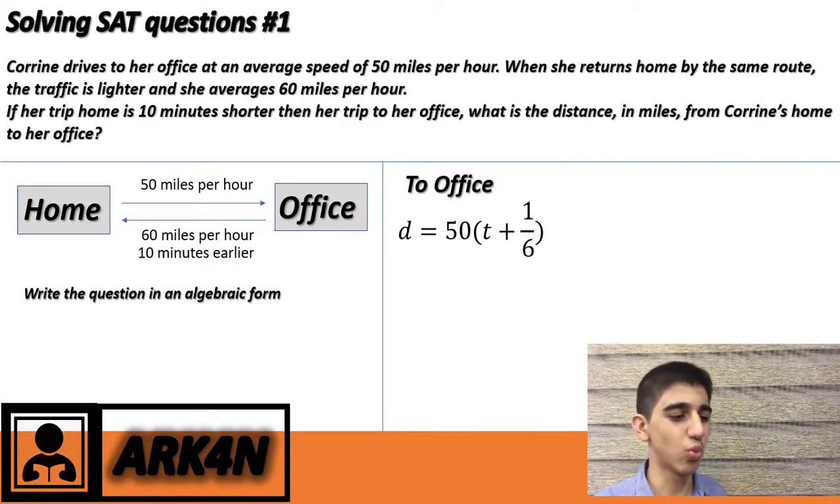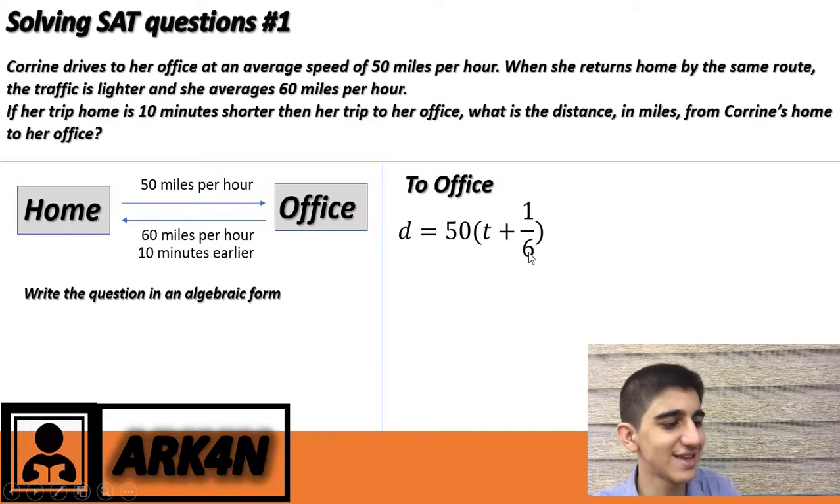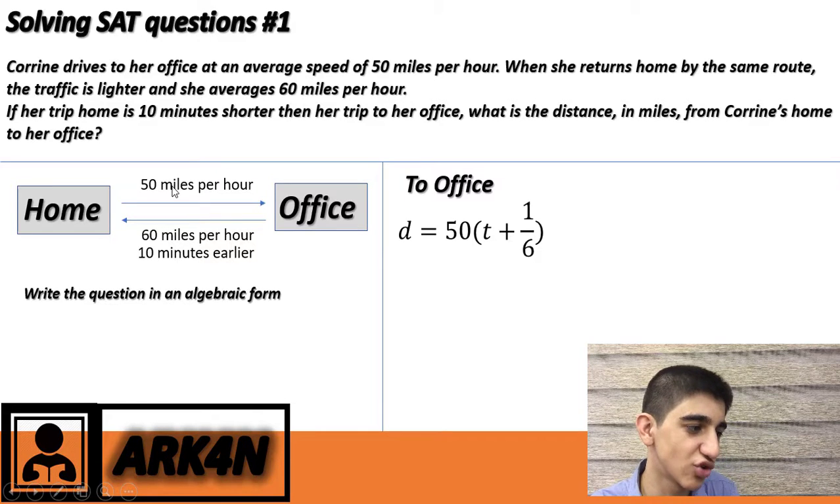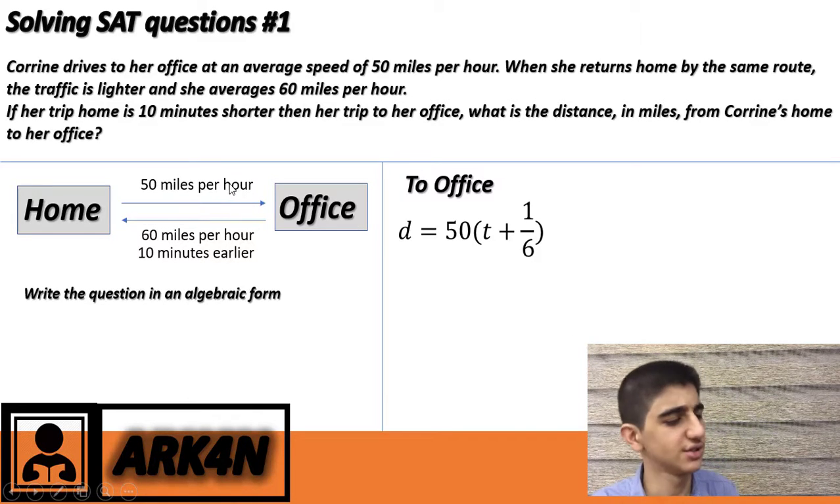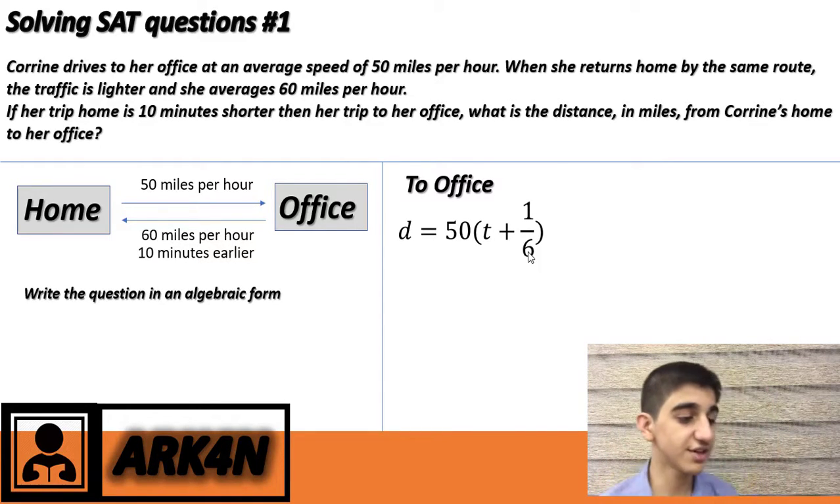And you may ask, okay, why then 1/6, not the 10? Because we are writing this in hours, not in minutes. We could say 10 minutes, but we have the 50 miles per hour, not per minute, okay? So we could do either of those two things. We could convert this one into miles per minute, or we should convert this 10 minutes into hours. And 10 minutes is the same thing as 1/6 hours, right? You get it? Okay, so this is to the office.